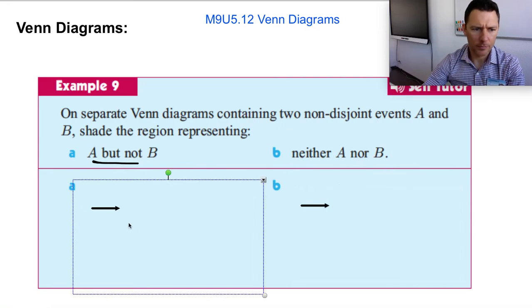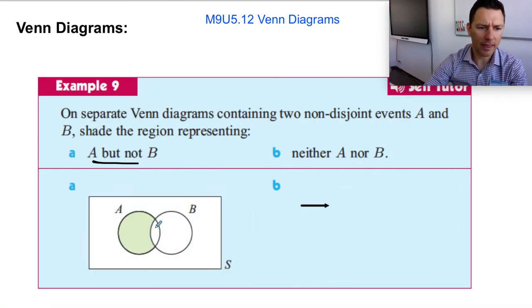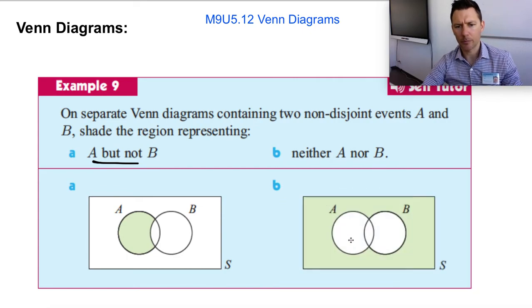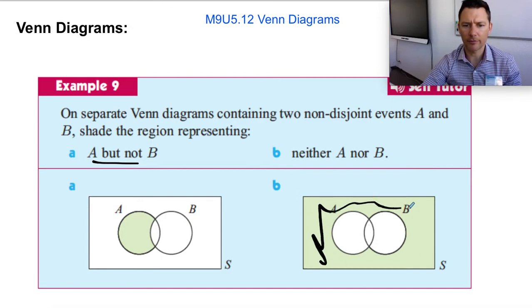All right, so A but not B looks like that. This intersection is not part of it because the stuff in the intersection is partially A. For this, the stuff in here and the stuff that's both of them is A or B. We can't have any of that, so it has to be shaded the outside region, all of this stuff, right? Great.